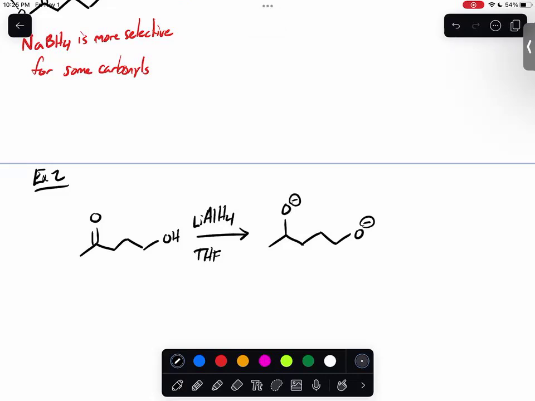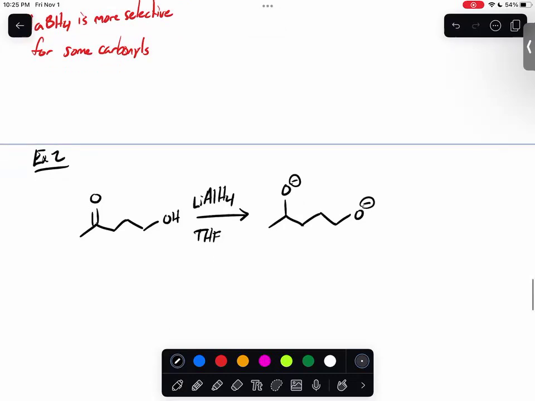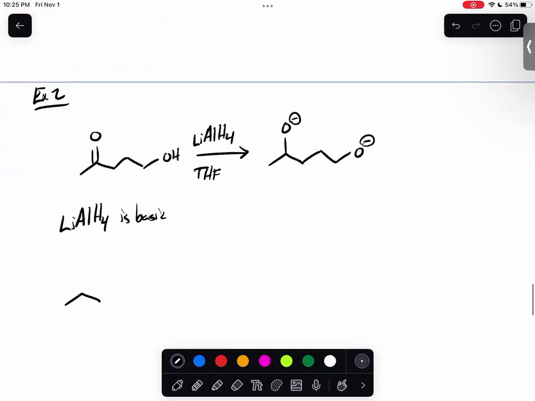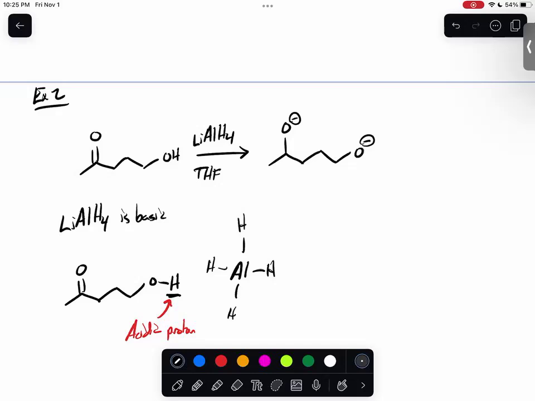right? And the reason for this is because lithium aluminum hydride is basic, right? So before actually reacting with the ketone, what lithium aluminum hydride would do is the alcohol, which has an acidic proton, would come into contact with our lithium aluminum hydride, and the hydride would actually grab that as an acid-base reaction to generate the alkoxide.